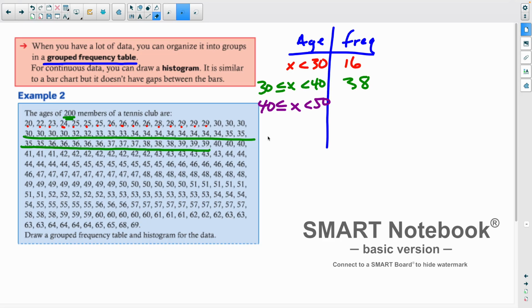I'm not including 30 there, but I am including 30 here. I can't have two equals because then I wouldn't know where that 30 goes. All right, so I'm including the 30 in the second one, not in the first one.